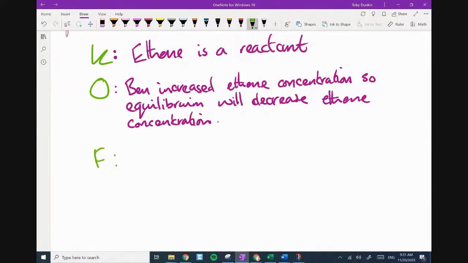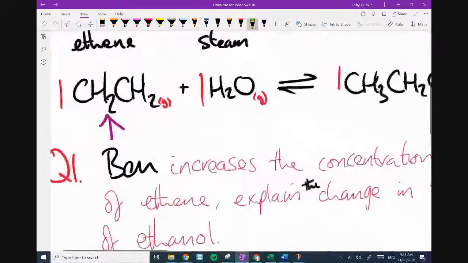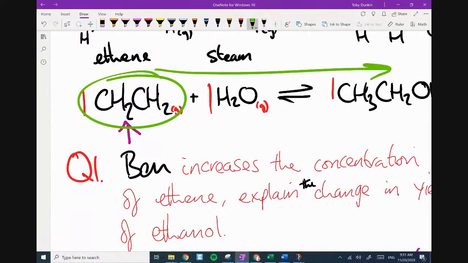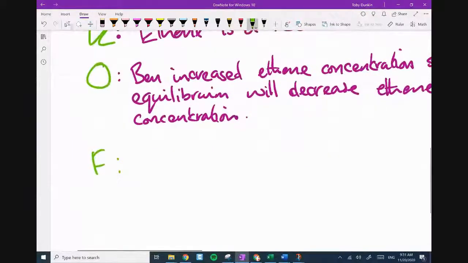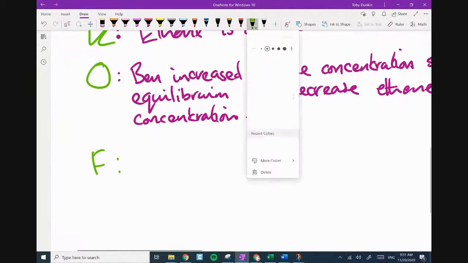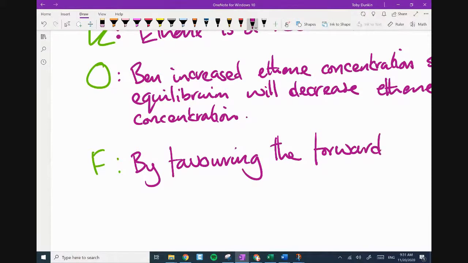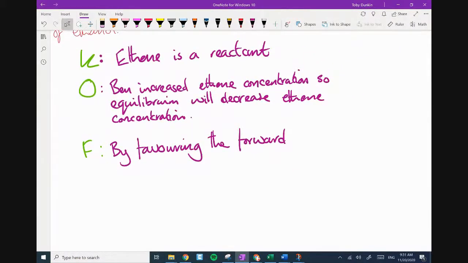So now I go, right, favor. How is it going to decrease ethene? In order to get rid of ethene, it's going to go away from it. So it's going to favor the forward reaction. It's going to decrease the concentration of ethene by favoring the forward reaction. The forward reaction turns ethene into ethanol, and it's trying to get rid of it. So it's going to push it that way by favoring the forward reaction.